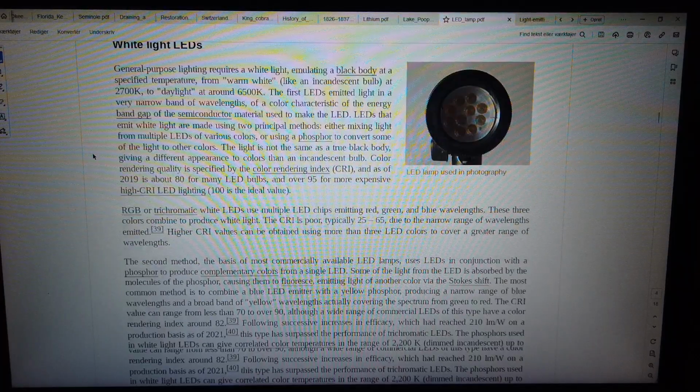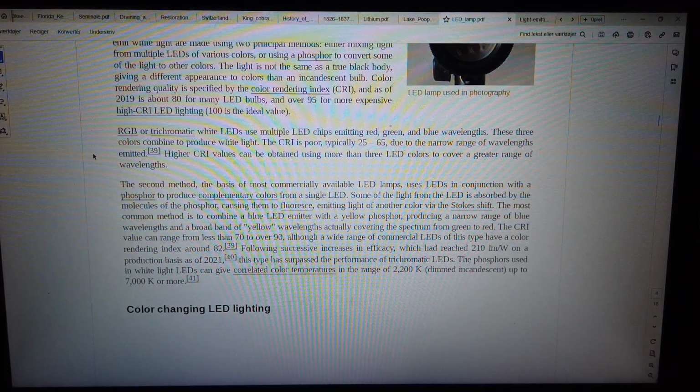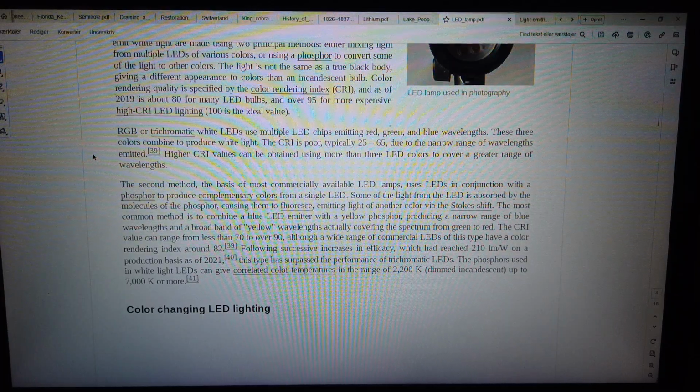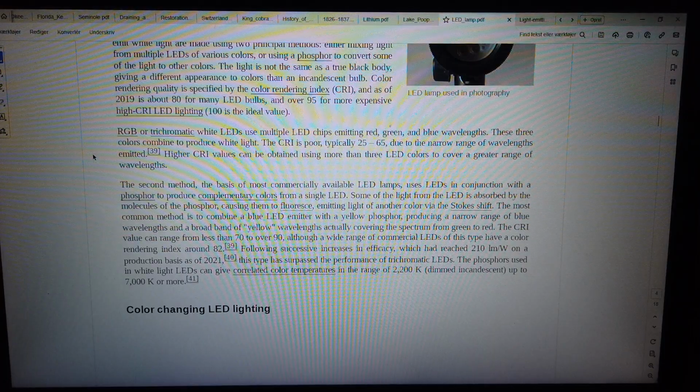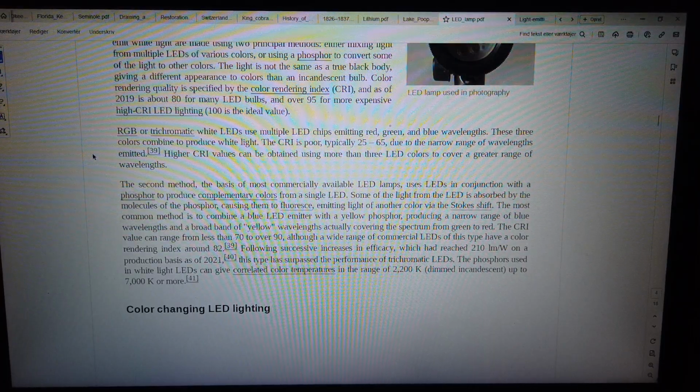RGB or trichromatic white LEDs use multiple LED chips emitting red, green, and blue wavelengths. These three colors combine to produce white light. The CRI is poor, typically 25 to 65, due to the narrow range of wavelengths emitted. Higher CRI values can be obtained using more than 3 LED colors to cover a greater range of wavelengths.